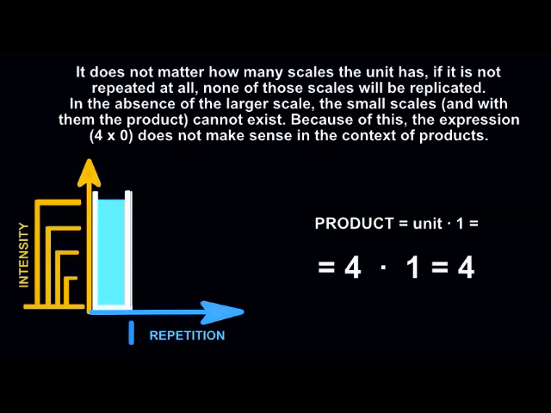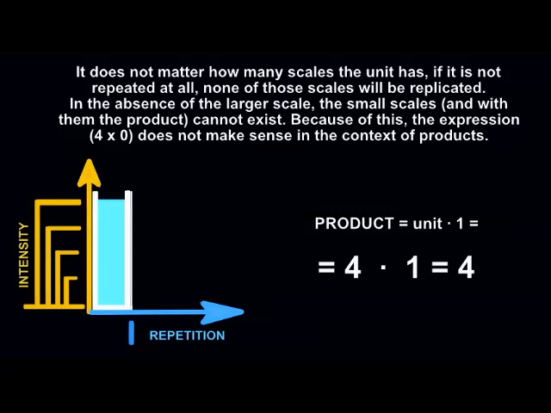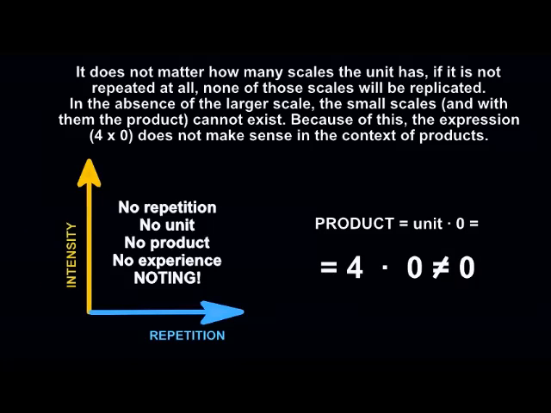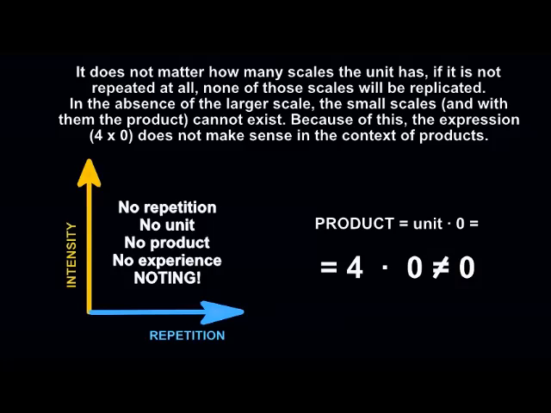It does not matter how many scales the unit has. If it is not repeated at all, none of those scales will be replicated. In the absence of the larger scale, the small scales and with them the product cannot exist. Because of this, the expression 4 times 0 does not make sense in the context of product.